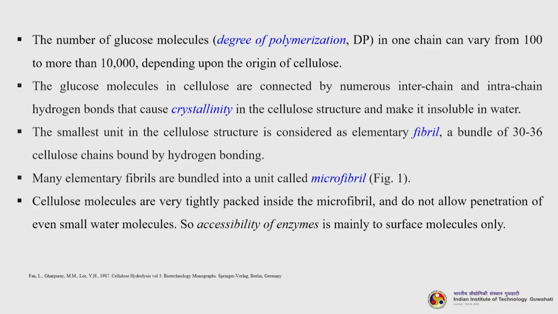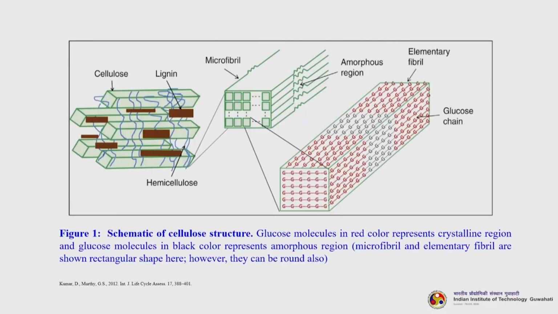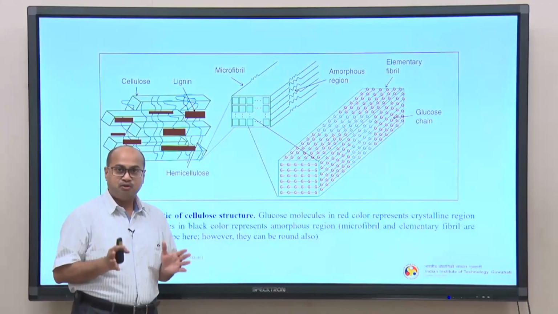The smallest unit in the cellulose structure is considered an elementary fibril, a bundle of around 30 to 36 cellulose chains bound by hydrogen bonding. Now, many elementary fibrils are bundled into a unit called a microfibril. I will show you the image on the next slide. Cellulose molecules are very tightly packed inside the microfibril and do not allow penetration of even small water molecules. Thus, accessibility of enzymes is mainly restricted to the surface molecules only. You can see this schematic representation of the cellulose structure.